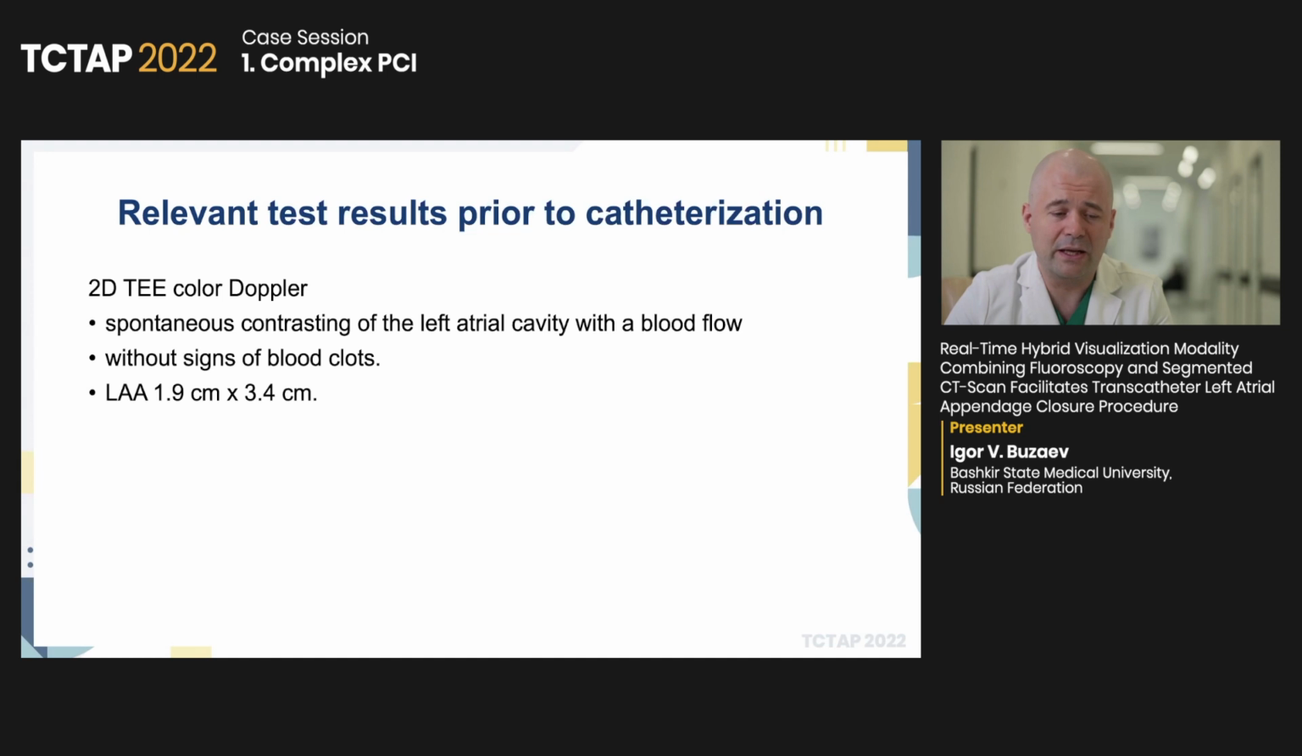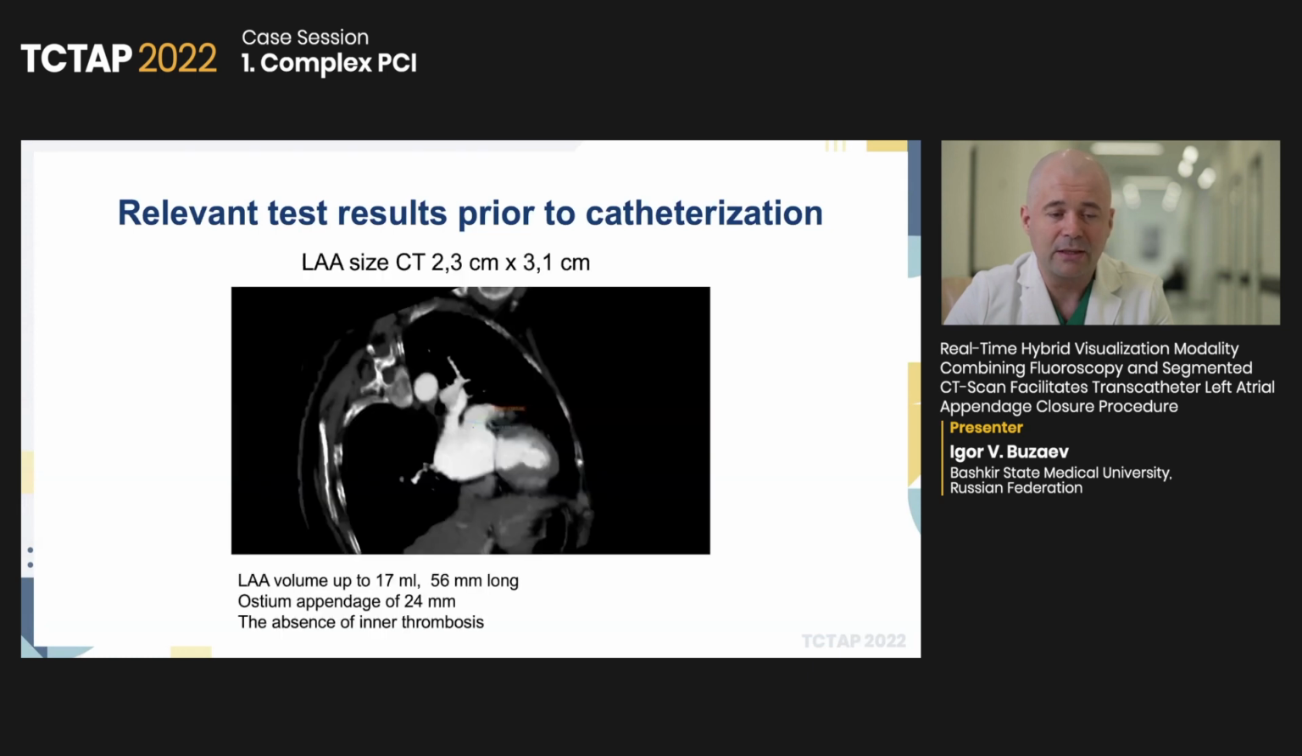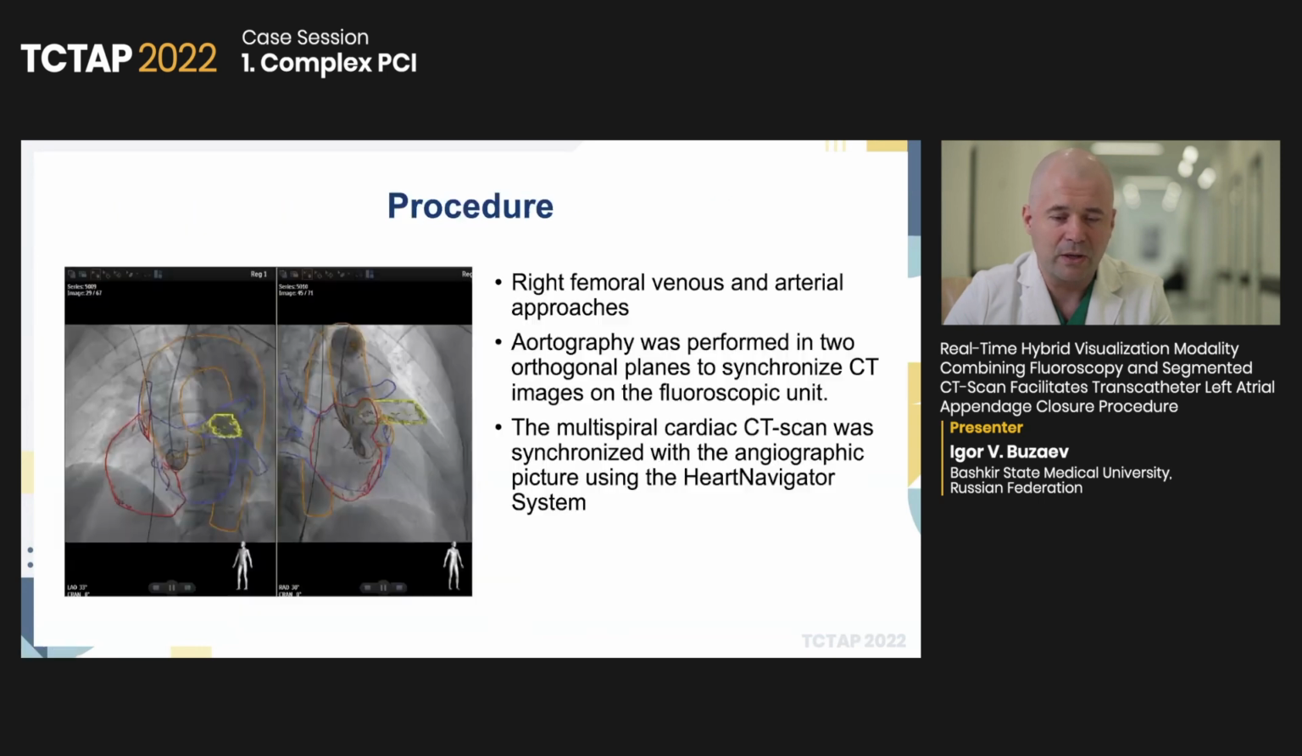The size of the LAA was 1.9 and 3.8. So we did the CT scan and measured the size of the left atrial appendage and its volume. It was very crucial and important for combining the fluoroscopy with the CT scan.